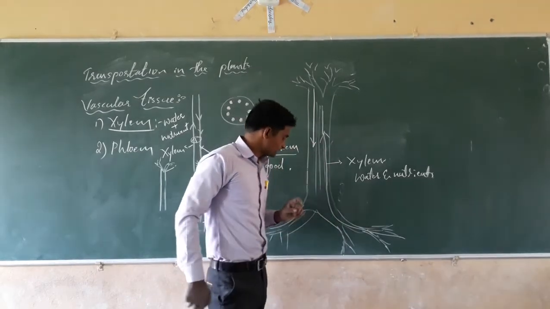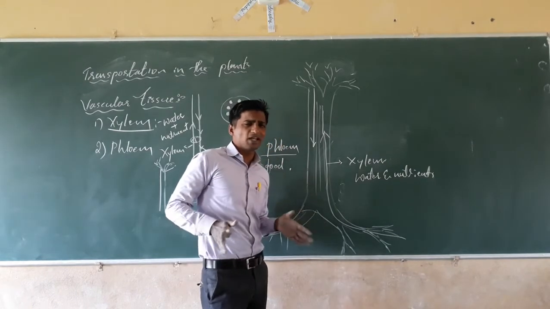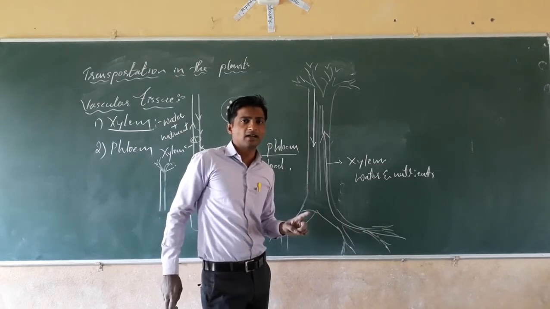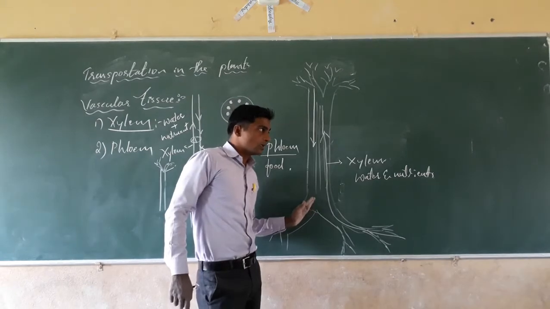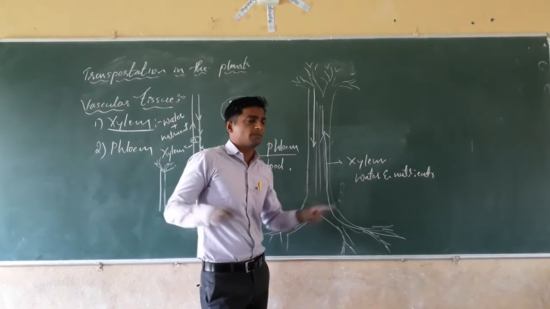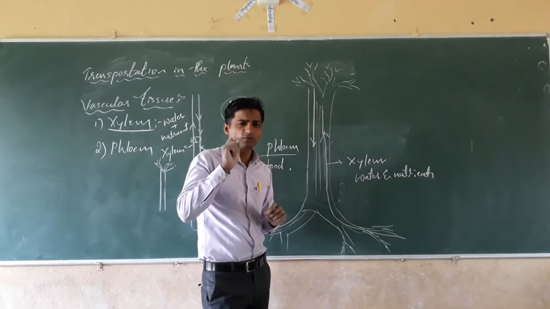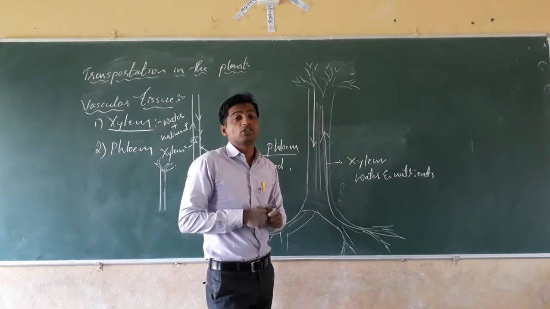Next, dear students, these roots are branched, the main root. The different types of roots are there that we have studied in 6th standard, that is tap roots and fibrous roots and all. Then these roots are further branched and branched. Then they go to very fine hair-like structures. They are called root hairs.